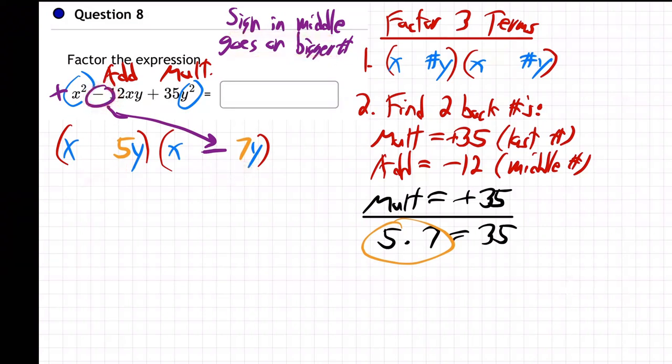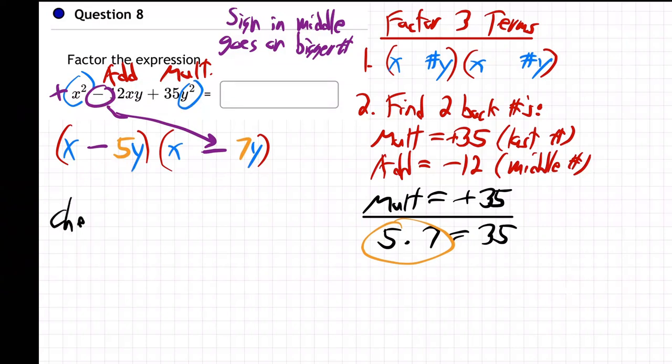How do you know? Well, remember, it has to multiply to be positive 35 on this one. So therefore, it's got to be another negative, doesn't it? Because two negatives multiply to be a positive. And they do add to be negative 12, right? Think about money. If you lose $5, you lose $7, you lost $12. So remember, two negatives multiply to be positive, but they add to be a bigger negative. And there's our answer.